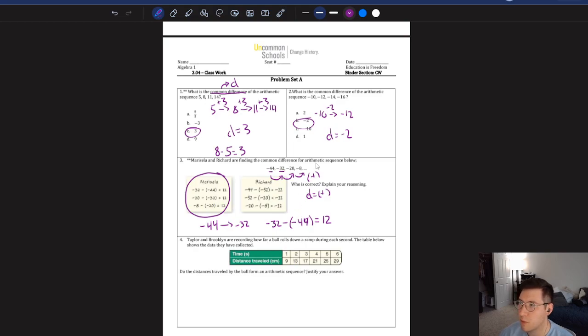All right, feel free to pause. And once everybody has this, we're actually going to jump back into our notes for that last example.